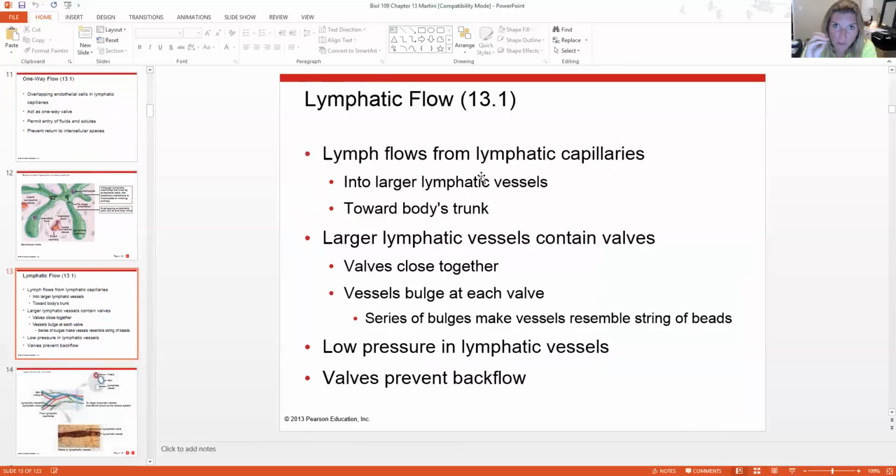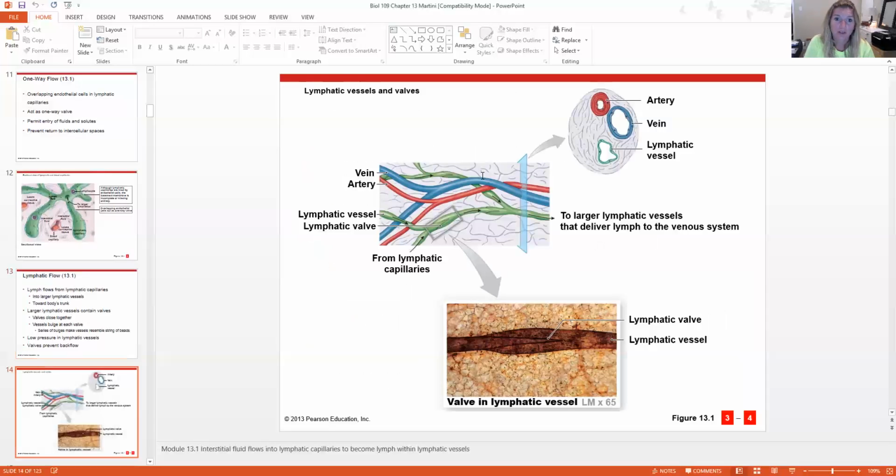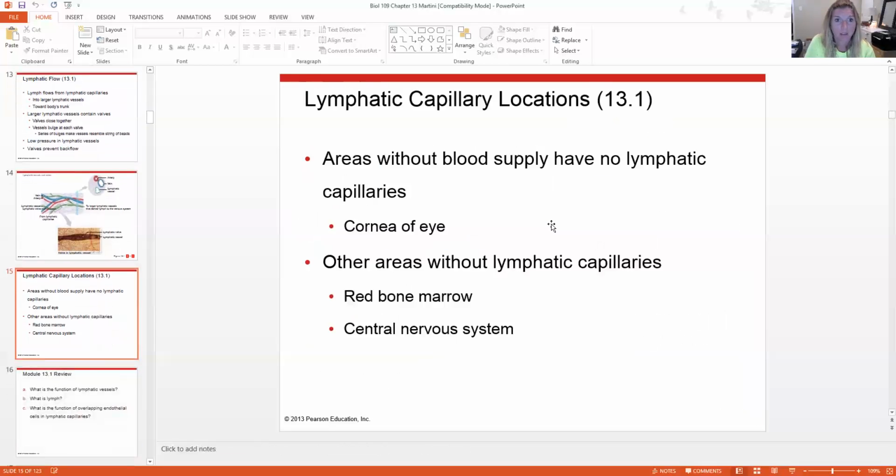The vessels kind of bulge at each valve, and it gives our lymphatics an arrangement that makes them look like a string of beads. Because we have very low pressure in our lymphatics, the valves are basically preventing backflow, just like the valves in our veins. Here you can see the bulging where those valves are, and again, closely linked to our circulatory system, running right alongside.